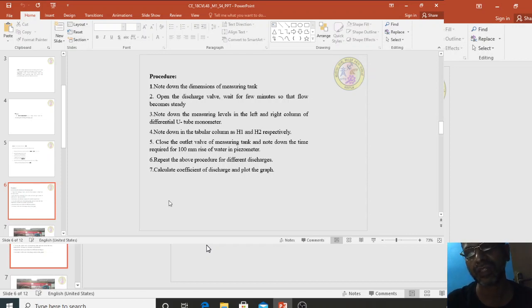Then calculate the coefficient of discharge. This one is the analytical method, another one is the graphical method. For plotting the graph, we are using Q theoretical discharge versus Q actual discharge values. For that, a minimum of 3 discharge ranges we have to consider. Okay, 25%, 50%, 75%, or 50, 75, 100%.